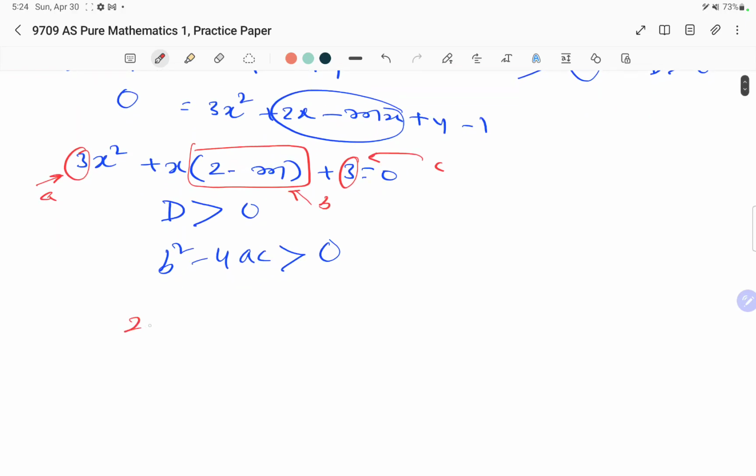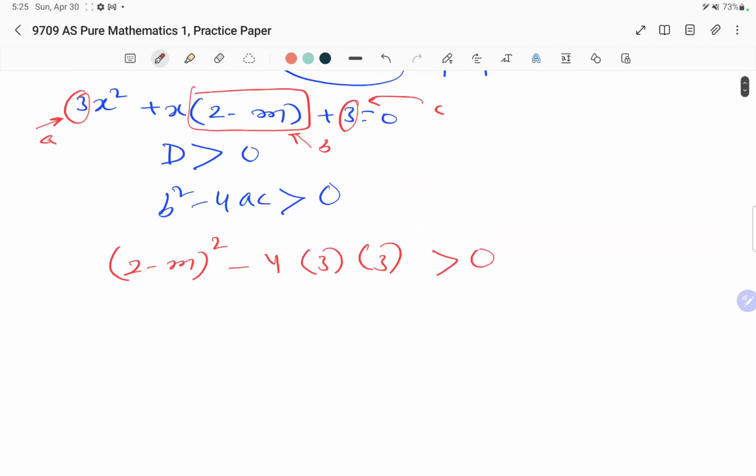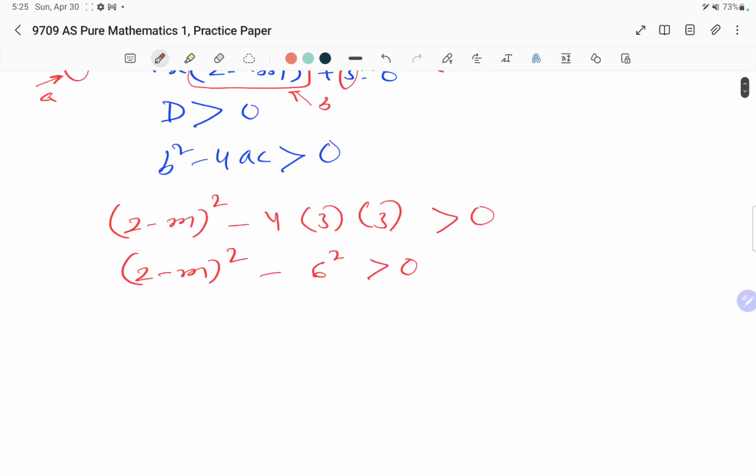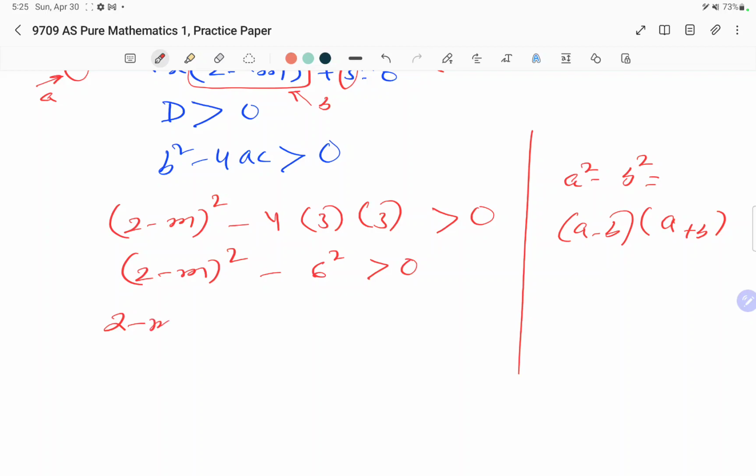So b squared, 2 minus m whole squared, minus 4 times a, which is 3, and c, which is also 3, greater than 0. So now I got 2 minus m whole squared, and 4 times 3 times 3 is 36. So I can write 6 squared. Now I will use this result. Please try to remember that a squared minus b squared can be written as a minus b times a plus b. So this is 2 minus m minus 6 times 2 minus m plus 6 greater than 0.